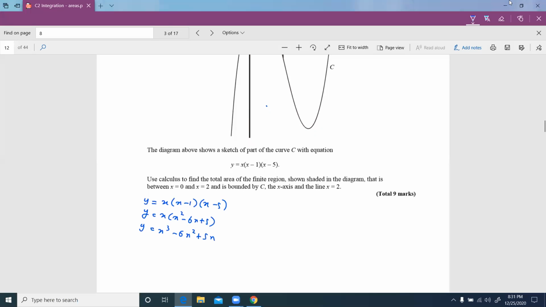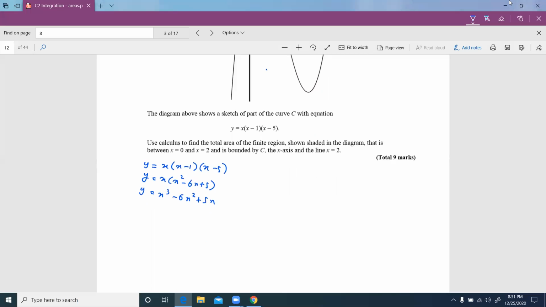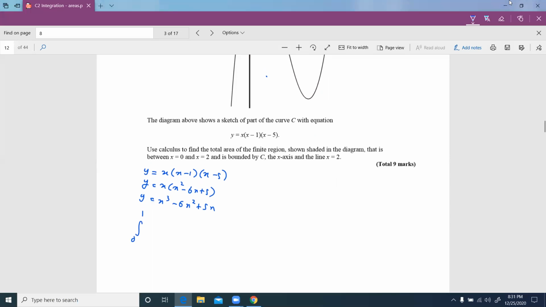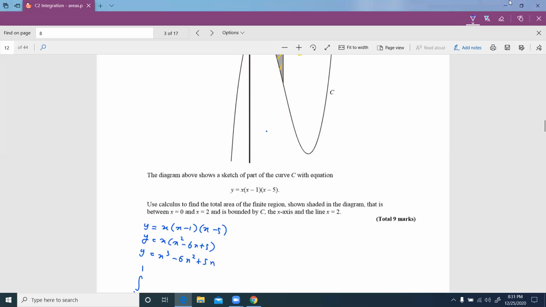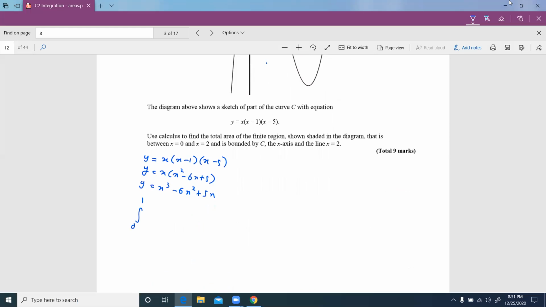Then I'll do this integration initially from 0 to 1. Why am I doing 0 to 1? Because this is the first area I'm considering, right? So the integral is x to the power 3 minus 6x squared plus 5x dx. Its answer is x to the power 4 over 4 minus 6x to the power 3 over 3 plus 5x squared over 2, from 0 to 1, right?